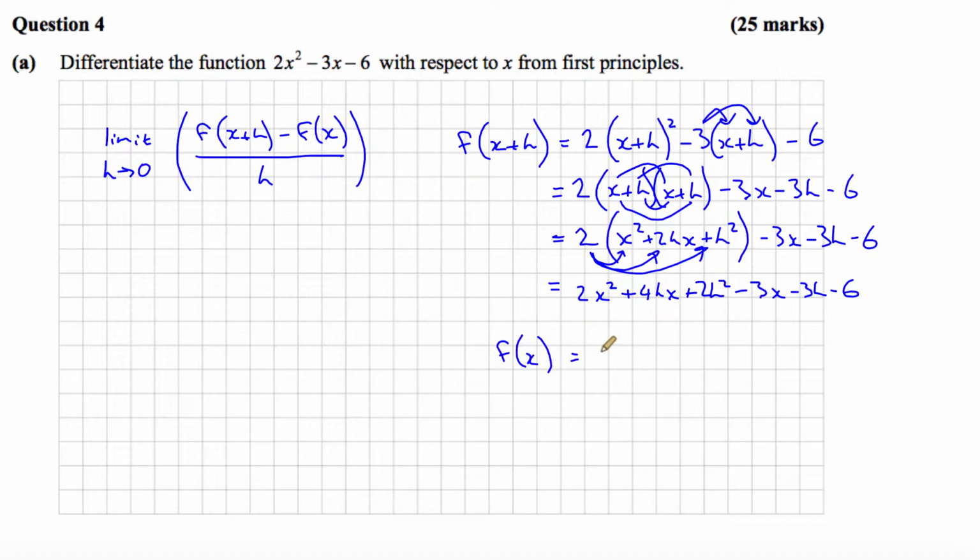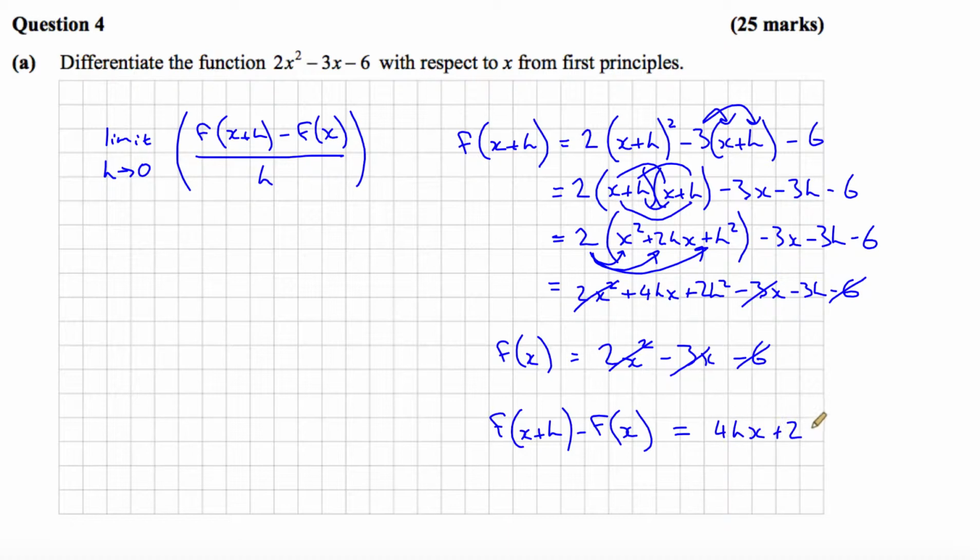f of x is simply 2x squared minus 3x minus 6. So f of x plus h minus f of x. So if I subtract this from the above, f of x plus h minus the f of x, well, the 2x squared minus this 2x squared, they disappear. I've got minus 3x, take away another minus 3x, so they disappear. And I have the minus 6, take away the minus 6, so they disappear. So I'm really left with 4hx plus 2h squared minus 3h.